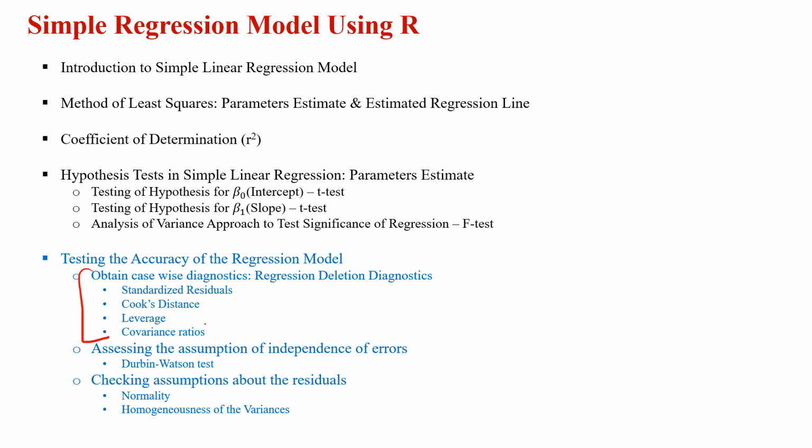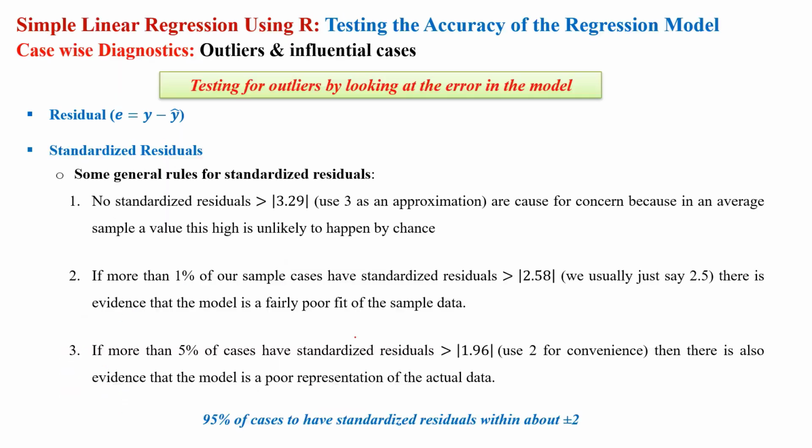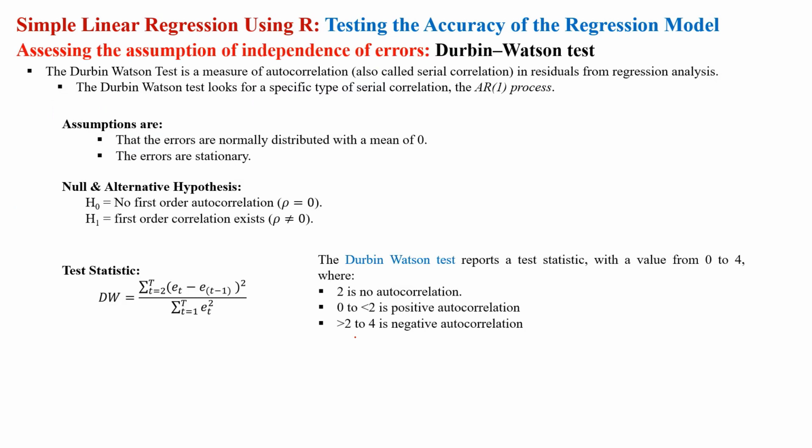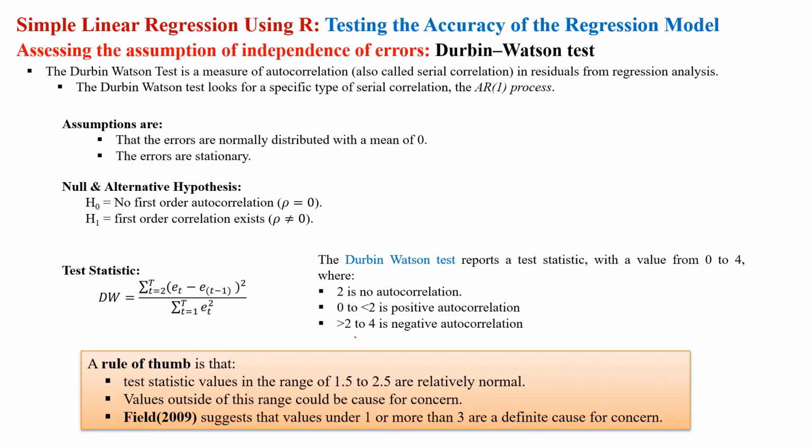But now we need to check two more things. One is whether the errors are independent or not, and the other is whether the errors are normally distributed, and homogeneity. So let's first discuss the independence of the errors of the regression model. For that we are going to apply the Durbin-Watson test. And what is Durbin-Watson? Basically, Durbin-Watson looks at serial correlation, which is known as autoregressive order 1 correlation.